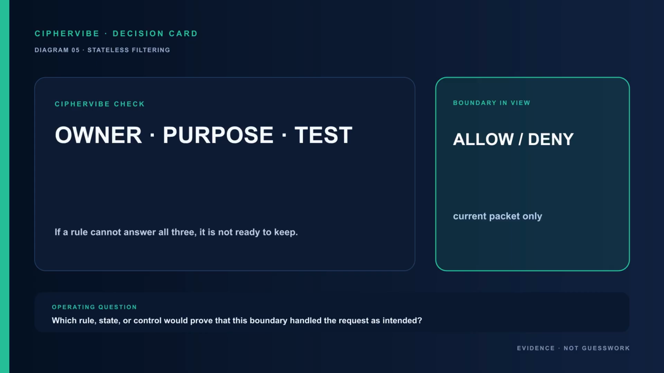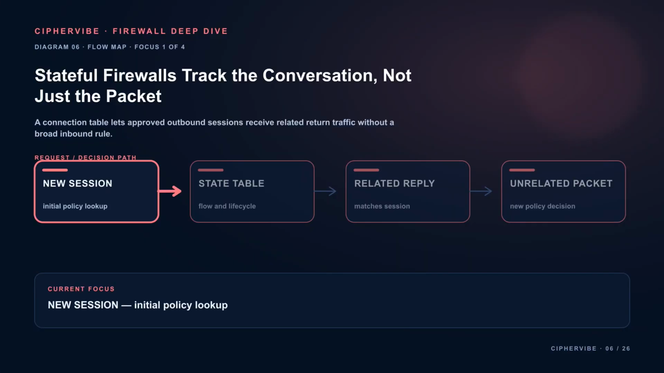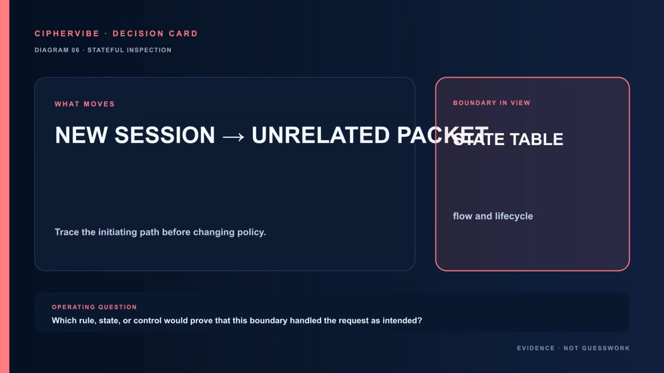CipherVibe uses the chain to turn firewall work into an operable security control. The important shift here is from a product label to a control boundary. We need to know what is being decided, from which evidence, and for whom.